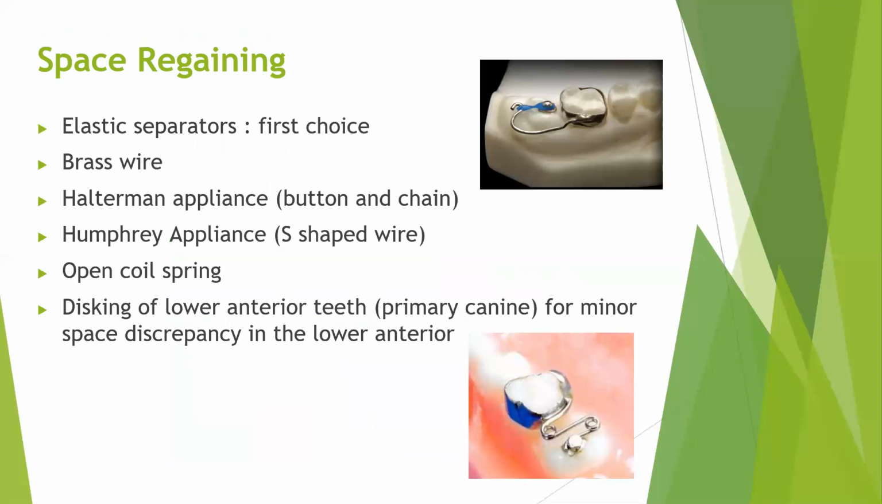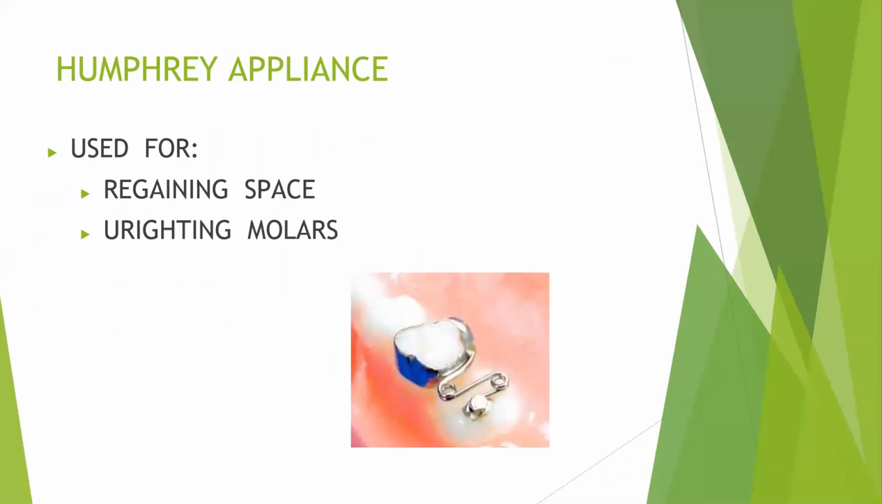Space regaining appliances include elastic separators, which are the first choice, brass wire appliances, Halterman appliances, pictured here, which use a button and chain, and Humphrey appliances, which use an S-shaped wire with an open coil, as in the lower picture. Also, disking of the lower anterior teeth, the primary canines, for minor space discrepancy in the lower anteriors. The Humphrey appliance is used for regaining space and uprighting molars.